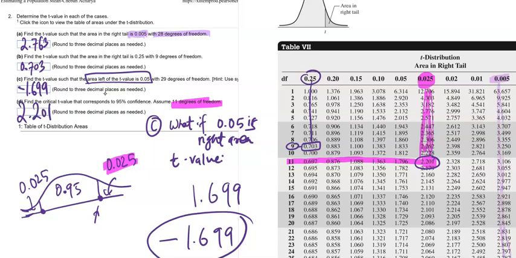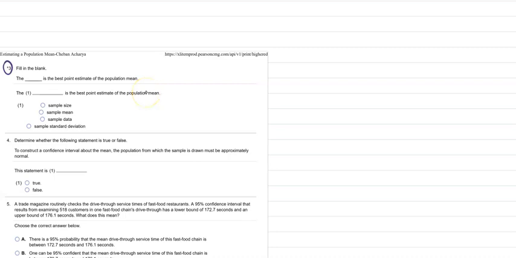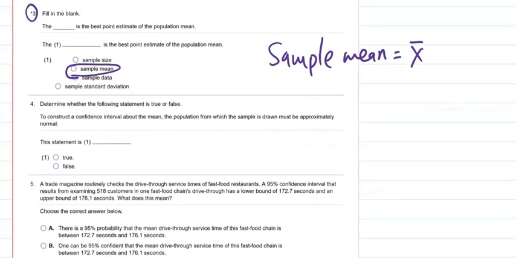2.201. Okay, that's question number 2. Question number 3, fill in the blank. D is the best point estimate for the population mean. That means the sample mean is the point estimate. Again, the sample mean, symbol X bar, is called the point estimate for the population mean.